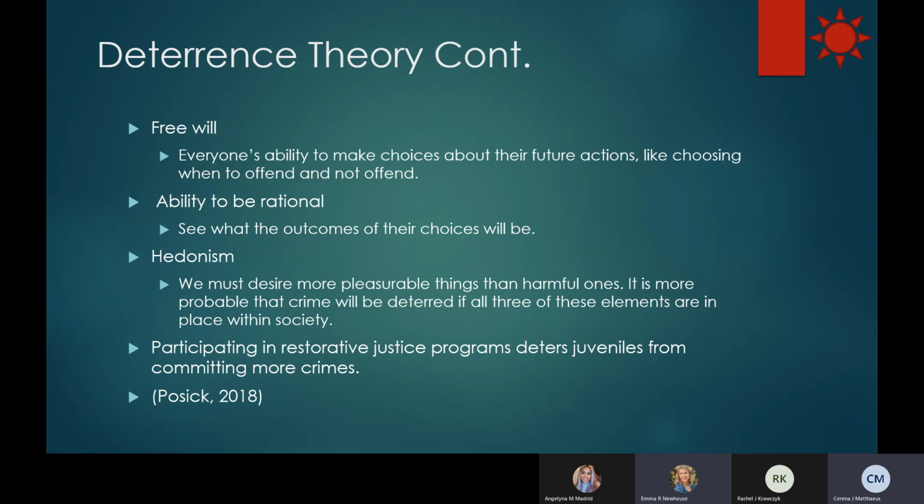And other concepts from deterrence theory are free will, which everybody has the ability to make choices about their future actions, such as when to offend and to not offend, along with the ability to be rational. So most people have the ability to see what the outcome of their choices will be. Hedonism, which we must desire more pleasurable things than harmful ones. It is more probable that crime will be deterred if all three of these elements are in place within society. And participating in restorative justice programs deters juveniles from committing more crimes.